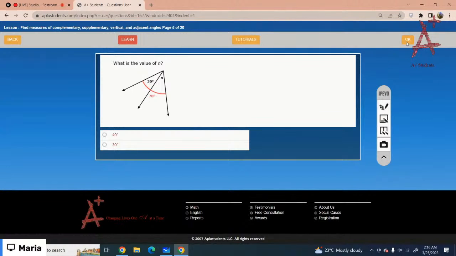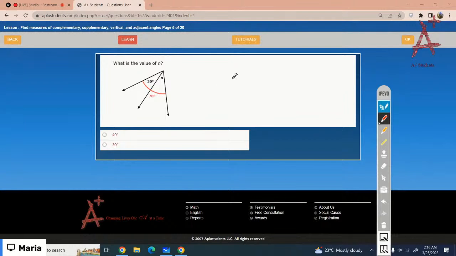Okay, what is the value of n? You need to calculate the value of n. We know that n plus 30 degrees equals 70 degrees. So move 30 to the other side, it would be n equals 70 minus 30, and 70 minus 30 equals 40 degrees. That means angle n equals 40 degrees.